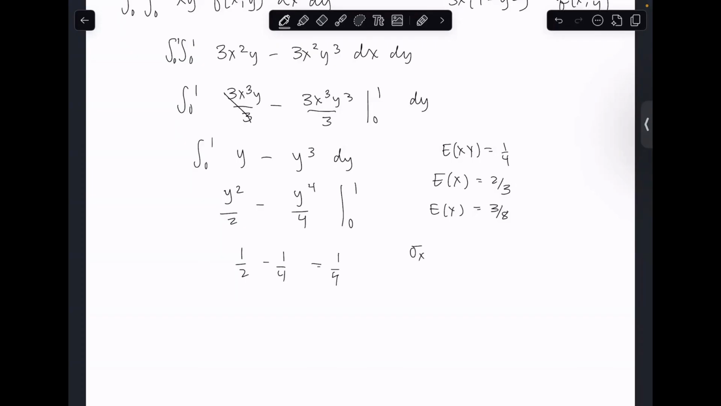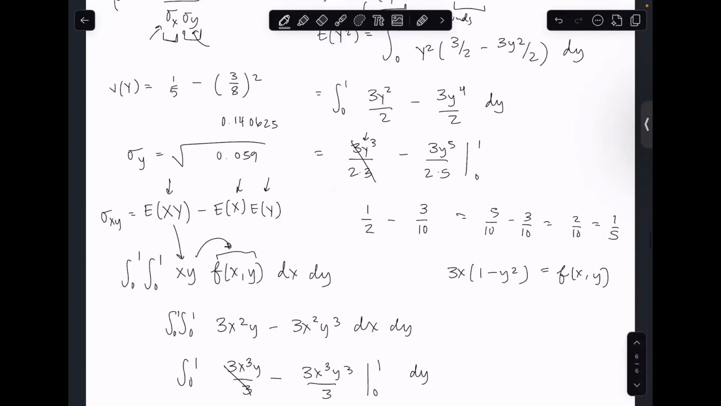So our covariance, like we said, is E of XY minus E of X times E of Y. That's just going to be 1/4, right? Because that's what we found here, minus 2/3 times 3/8. 6 over 24, hint, is 1/4. So 1/4 minus 1/4 is equal to 0. So our covariance is 0. Interesting. So the correlation coefficient would also be 0.